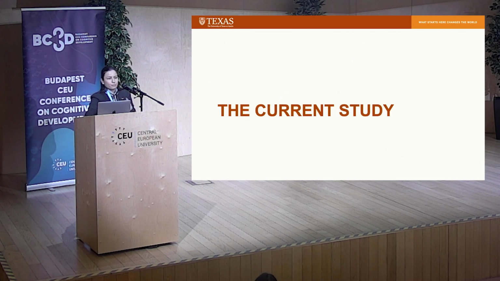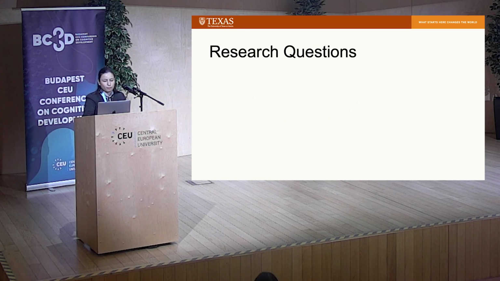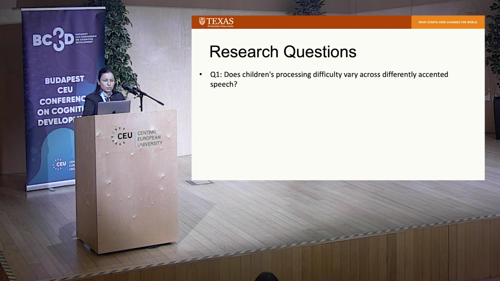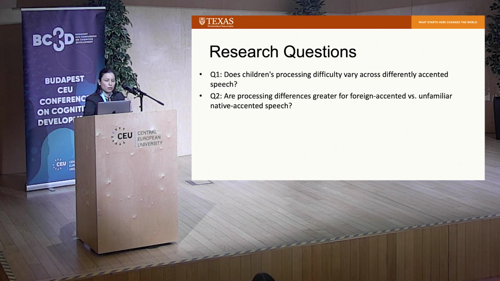So what I set out to do in the current research study is to test these different hypotheses. First, I was wondering whether children's processing difficulty varies across differently accented speech. Is it just native versus non-native, or are there different nuances about unfamiliarity versus familiarity with different accents? Are processing differences greater for foreign accented versus unfamiliar native accented speech? So these are the processing side, the bottom-up approach questions.